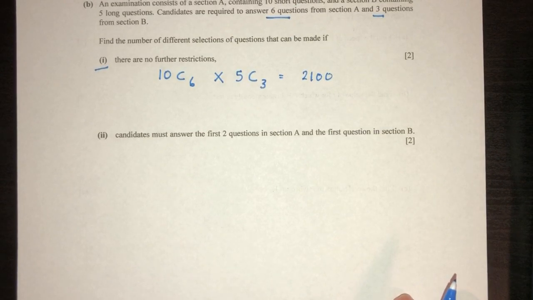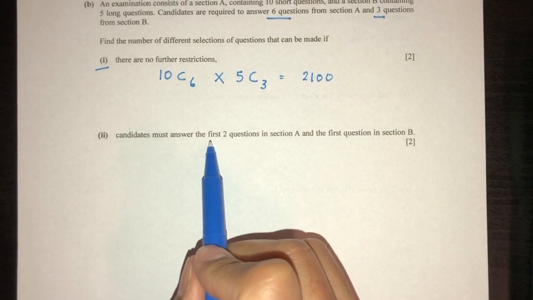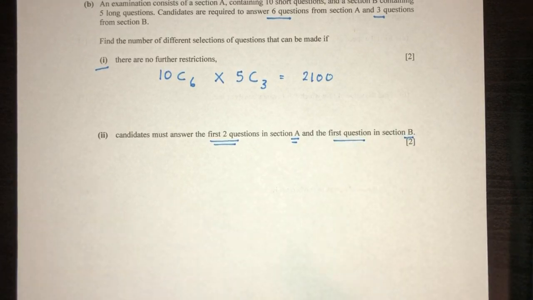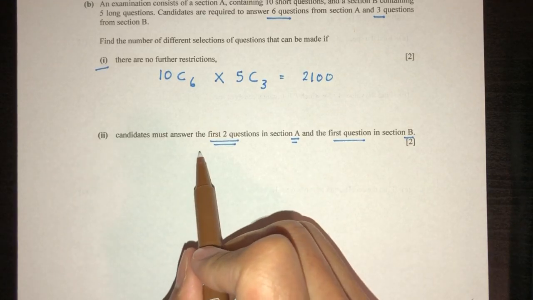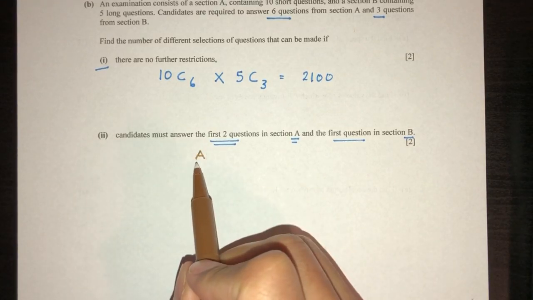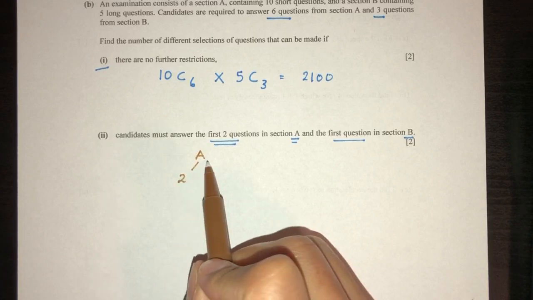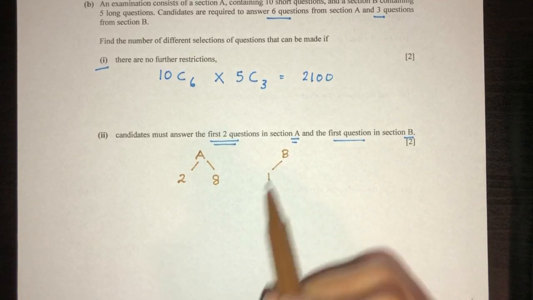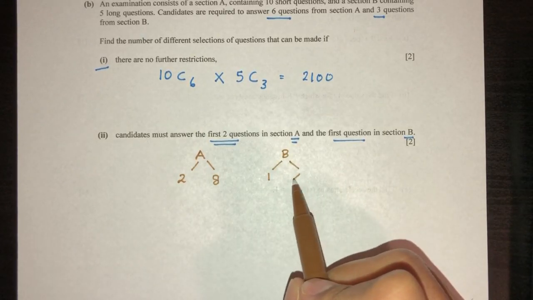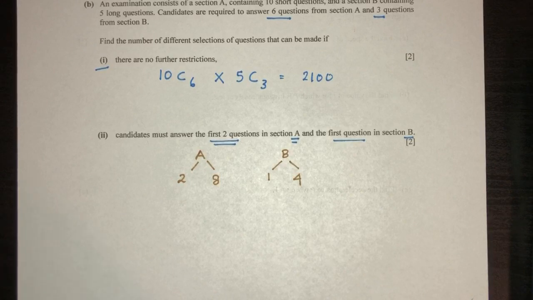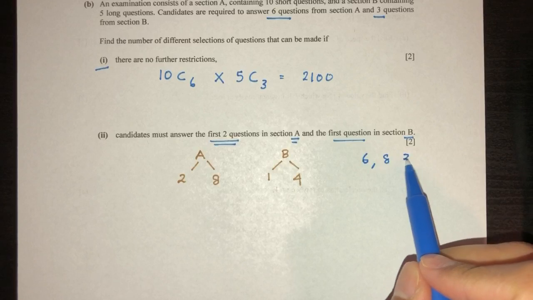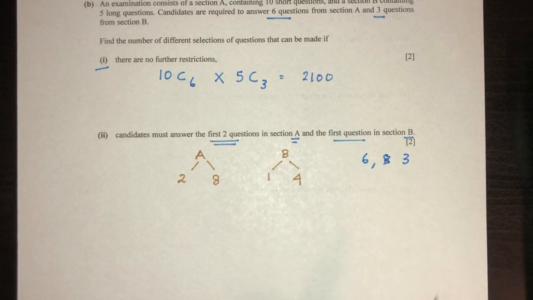Now for part 2, we have candidates must answer the first 2 questions in section A and the first question in section B. These are the conditions. Now, you can rewrite the section as this to help you. So we know A, we have 10 questions, but we have the first 2 questions and the remaining 8 questions, right? So same way, B, we have also the first question that we must take and also the remaining 4 questions. So now it is the same condition as beginning. We need to choose 6 from A and we need to choose 3 from B. Agree, right? So let's do that.